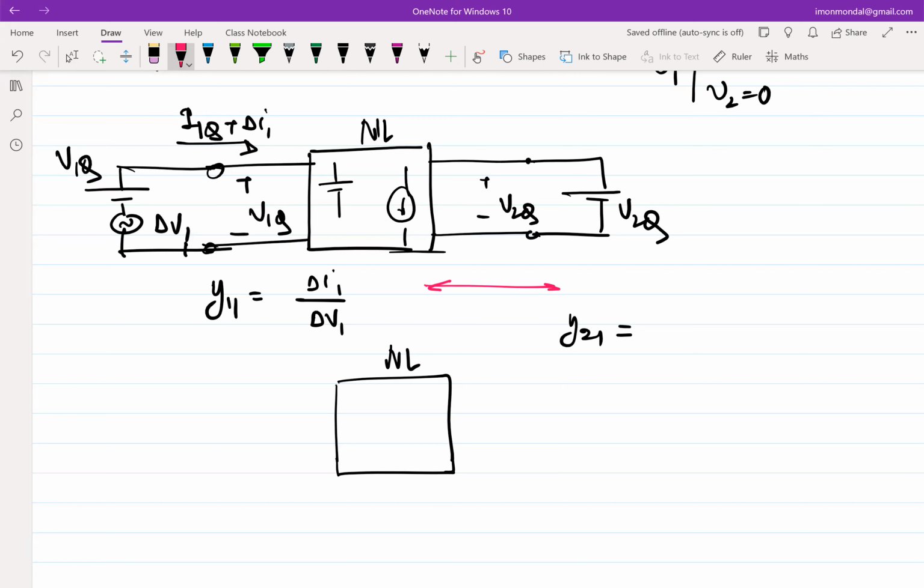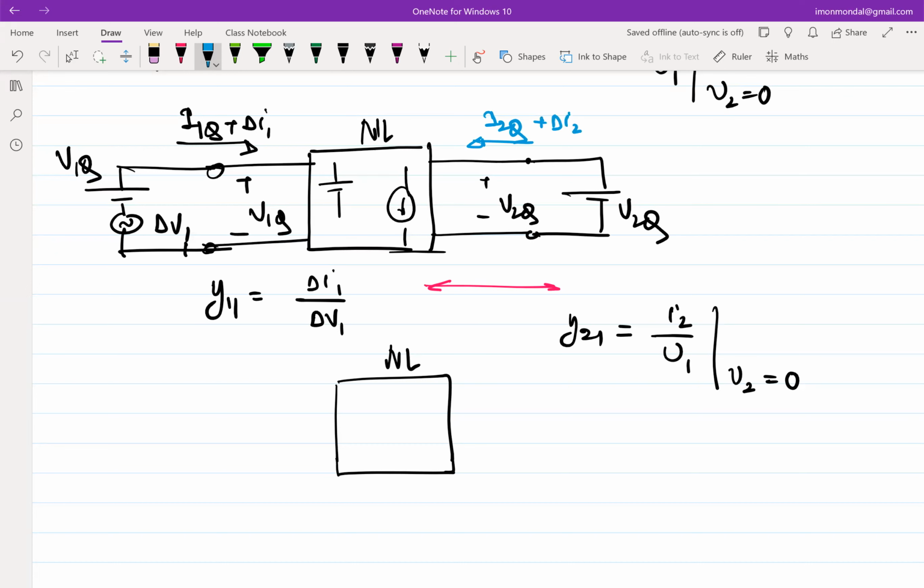So what is the definition of Y21? I2 over V1 when incremental V2 equals 0. So do you think this original network is fine, or do I need to change anything? Original network is fine, right? But what should I observe now? The first thing I needed to observe was I2Q, right? If we had I2Q in the absence of delta V1, then only can I find out what the increment will be.